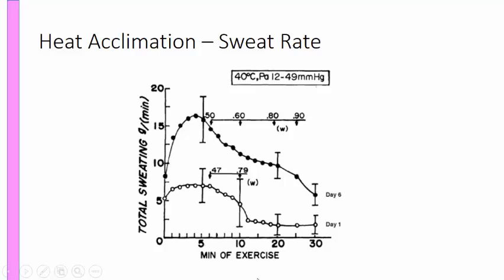Our sweat rate: these black lines represent post-heat acclimation, and these white circles represent pre-acclimation. You can see that when you are heat acclimated, you sweat a lot more, and you also sweat earlier. So this person is sweating much more at minute 5, and they reached their peak sooner compared to this pre-acclimation person who reaches their peak later, right here, closer after minute 5. So post-acclimation, you sweat more and you sweat sooner.